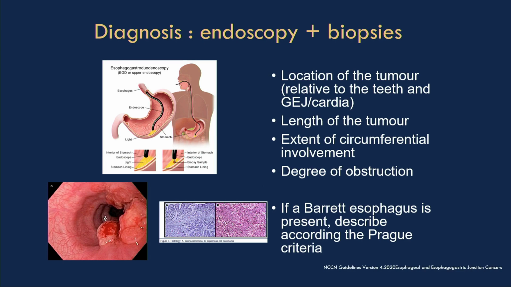So everybody knows how to do the diagnosis. When you have suggestive complaints, you do an endoscopy and you take biopsies. It is important to take enough biopsies, 6 to 8, but then it is not finished for the endoscopy. It is very important to describe the location of the tumor relative to the teeth, but also to the GI junction, and that is because of the Siewert classification, as we already said. Then it is important to describe the length of the tumor, the extent of circumferential involvement, and if there is any degree of obstruction. If there is a Barrett's esophagus, you should describe it according to the Prague criteria.